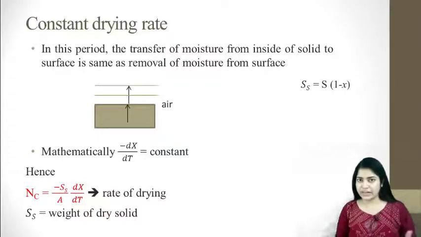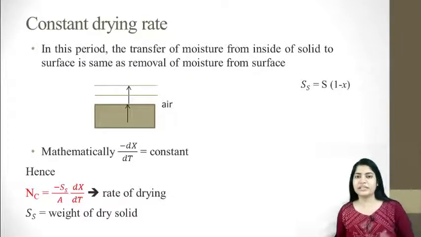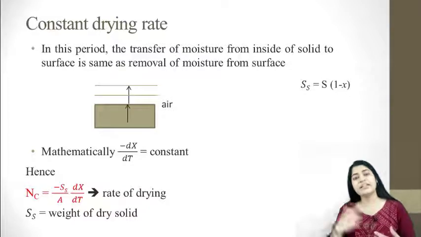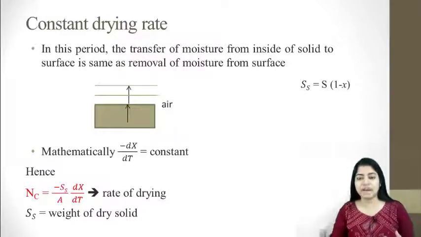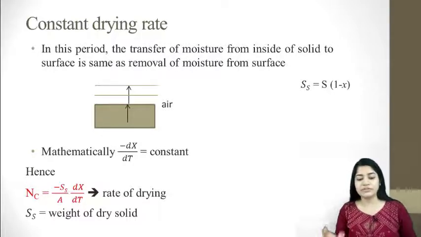So hence your drying rate here is what? Learn this here. At constant rate period, Nc, the rate of drying at constant period, is equal to minus Ss upon A into dX by dt. This is the rate of drying which is constant, where Ss is what? Weight of dry solid. When you're representing all equations in dry form, then in exam also, when your questions are given, if you're deriving all equations with respect to dry basis, then you have to compulsorily convert all your data into dry basis, right? So here weight of dry solid is there. If S is my weight of wet solid, then your Ss can be represented as S into 1 minus X.